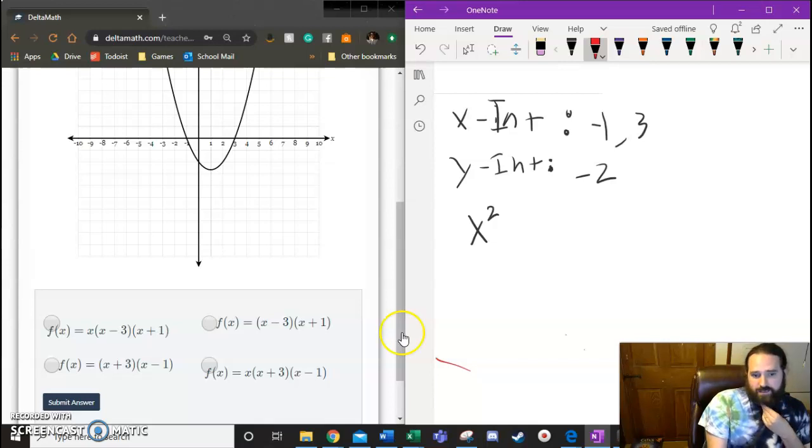Last option, 3 x's, all multiply. I'm going to have an x to the 3rd. So, I know this last option's out. So the question is, which of these 2 options could it be?